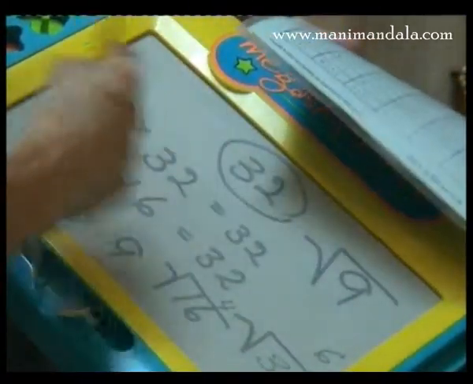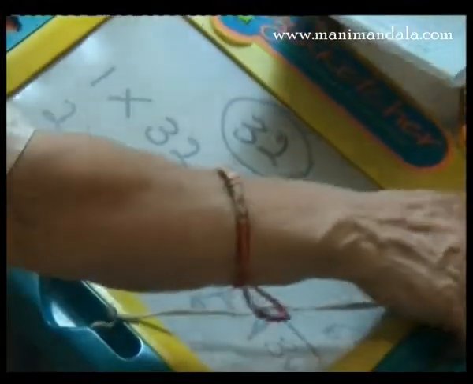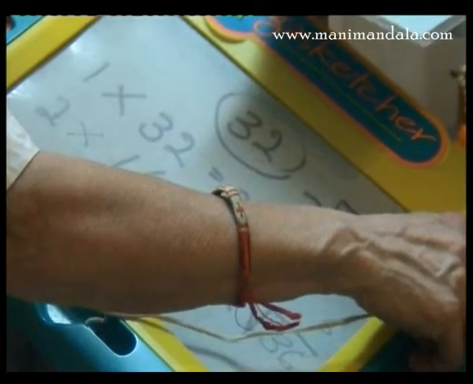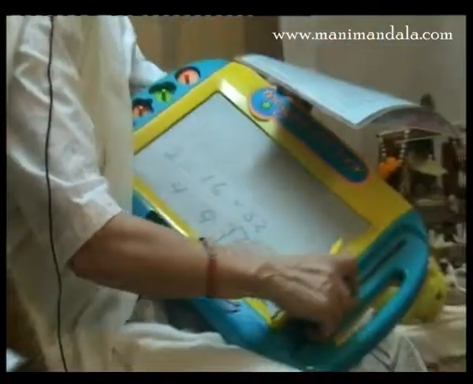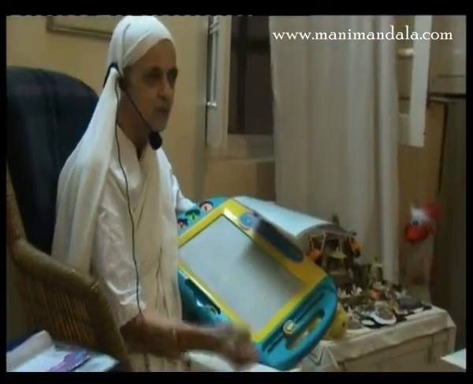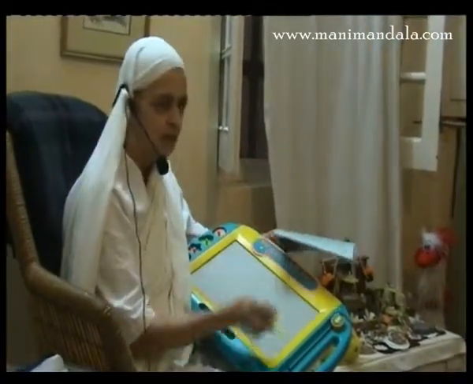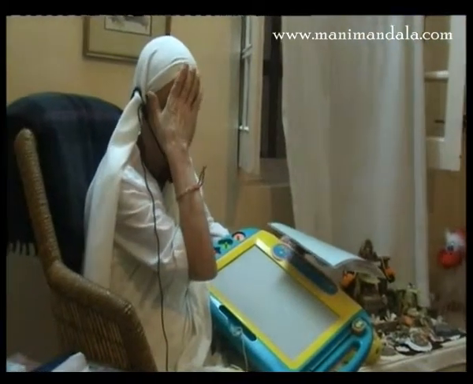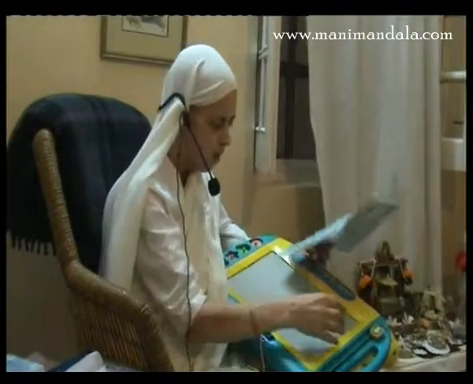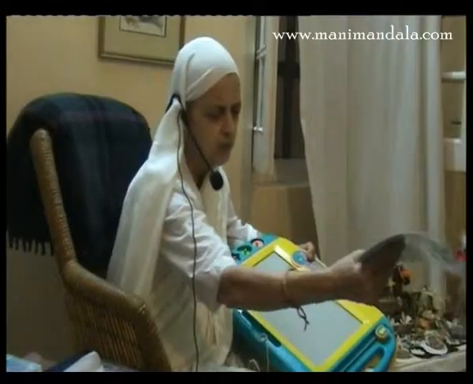Now 5 times 5 is 25. Square root of 25 is 5. 6 times 6 is 36. Square root of 36 is 6. 7 times 7 is 49. Square root of 49 is 7. 8 times 8, 64. Square root of 64 is 8. Okay? No problem. So I just thought that would be really helpful.